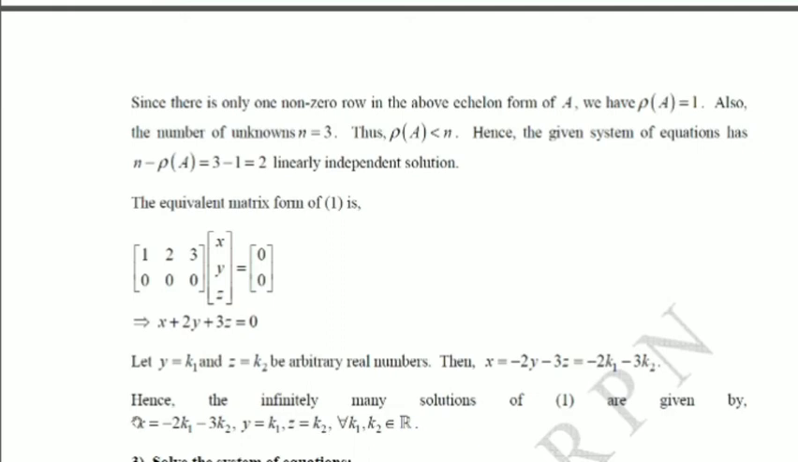Then this becomes x equal to minus 2k1 because this is 0, y equal to k1 and z is 0. That is one linearly independent solution. The other linearly independent solution is, now I'll give k1 as 0 and I'll give k2 any non-zero number. So since k1 is 0, this becomes 0. Your x will be minus 3k2, y equal to 0, z equal to k2. That is another set of linearly independent solution.